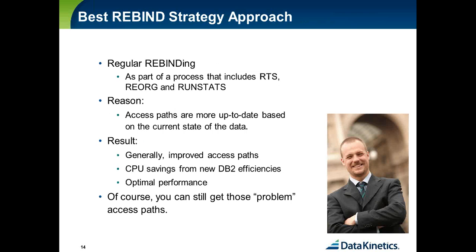That includes a real-time stats analysis, a reorg, and a RUNSTATS. In other words, does the real-time stats, there are indicators in there, and when you get to certain levels, is it time to run a reorg and a RUNSTATS and a rebind? But this way, you get more accurate, up-to-date access paths, improvements generally, CPU savings generally, optimized performance generally. Of course, you can still get those problem access paths, and we'll talk about those in a minute.